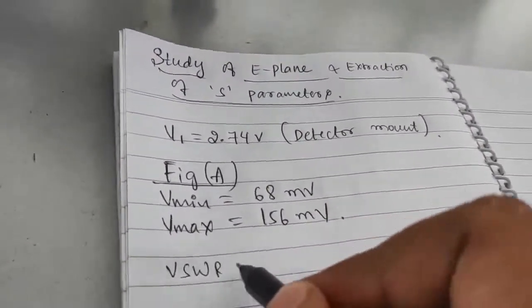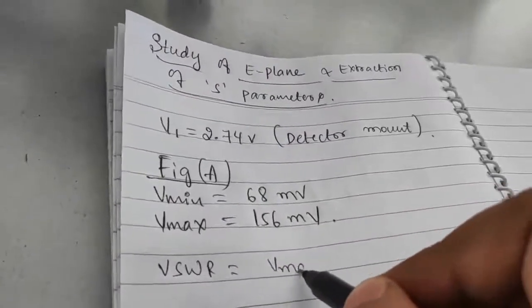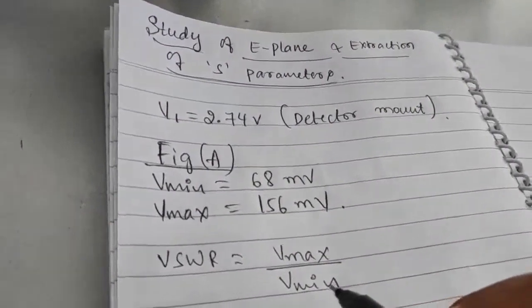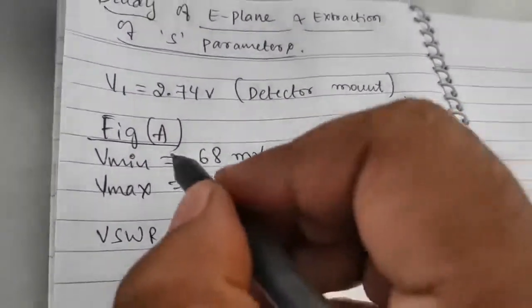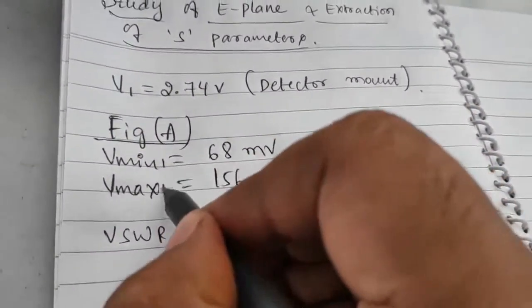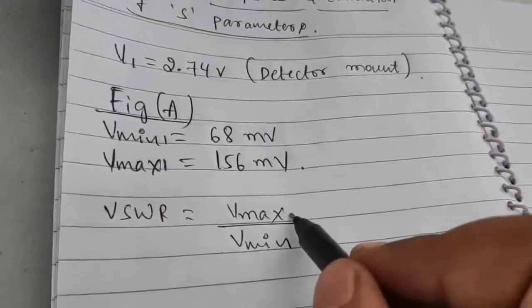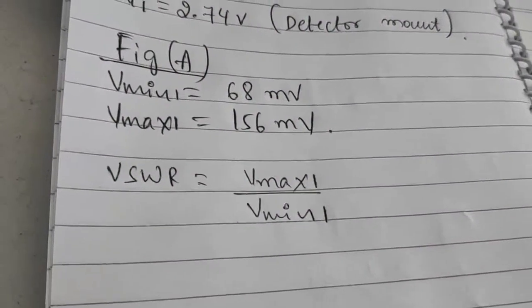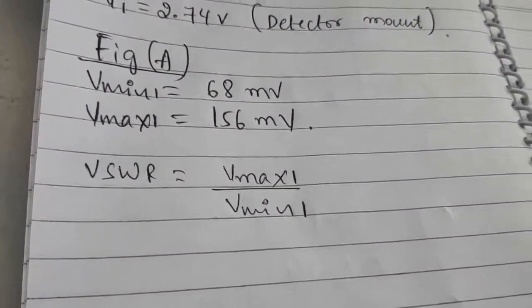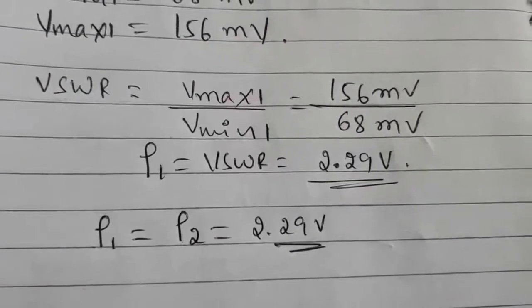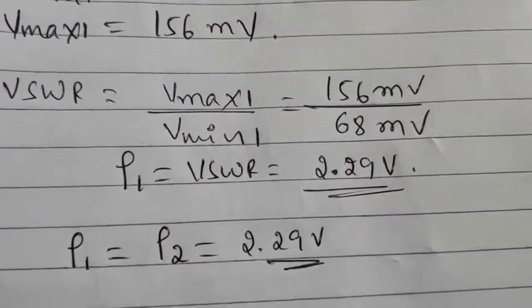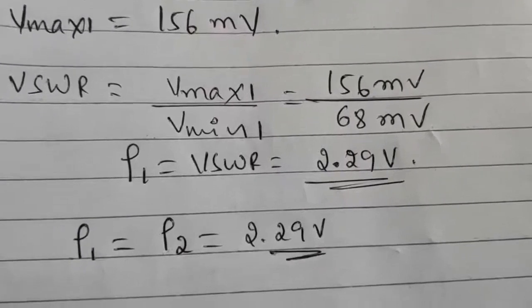VSWR is equal to Vmax divided by V minimum. This is the Vmax and V minimum when we connected the input to port 1, so we call them Vmax1 and Vmin1. Now calculate the VSWR by substituting the Vmax and V minimum values. We get VSWR equal to 2.29.